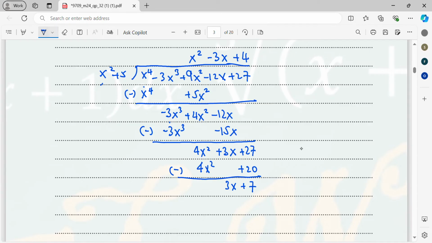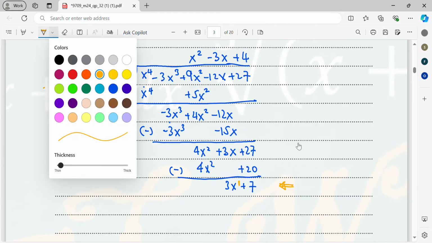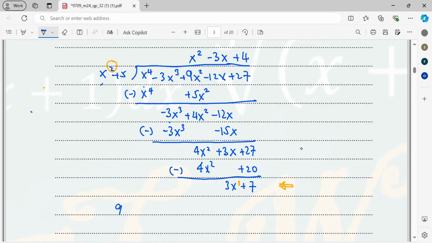Now, when you look at this, the degree of x at this moment is 1, and the degree of x in the divisor is 2. As long as the degree of x in this expression is less than the degree of x in the divisor, we need to stop the polynomial division. Which means our quotient will be this quadratic function, x squared minus 3x plus 4, and the remainder is the linear function, 3x plus 7. So done for question number 1.